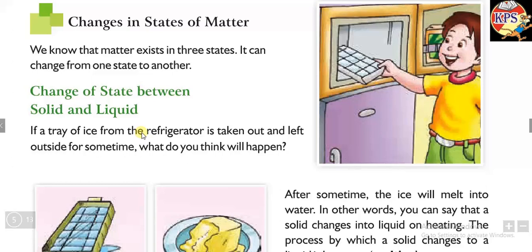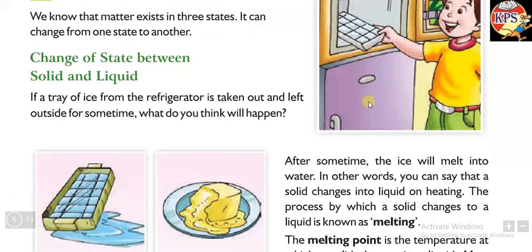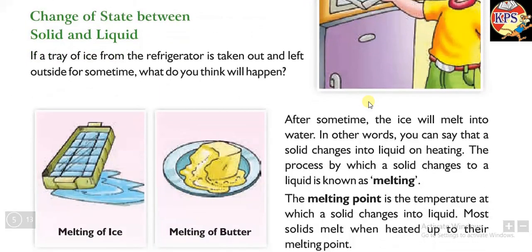If a tray of ice from the refrigerator is taken out and left outside for some time, what do you think will happen? If you take out an ice tray from the refrigerator and put it on the table at room temperature, what will happen after some time? The ice will melt. So this is the change in state of matter: ice is in solid state and it is changing into liquid state. After some time the ice will melt into water.